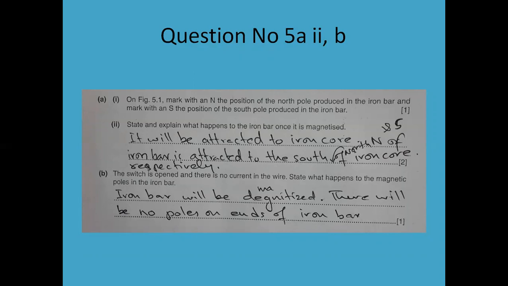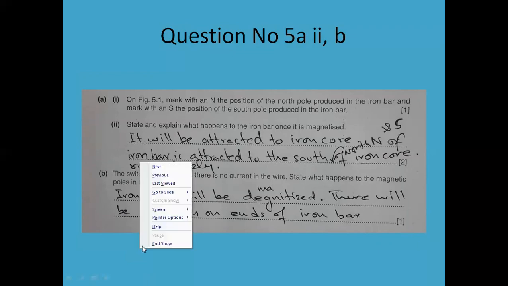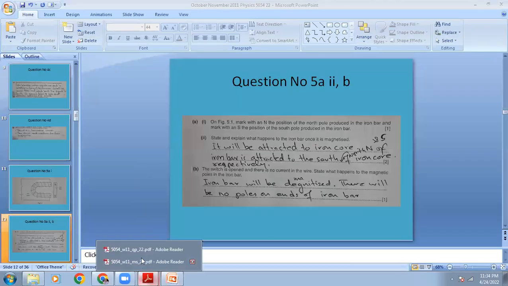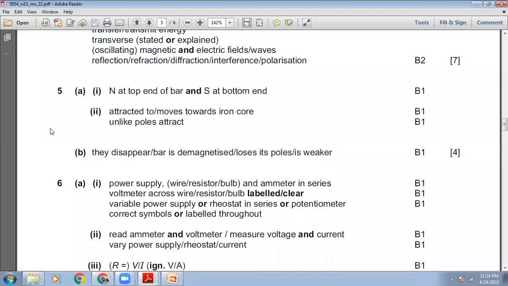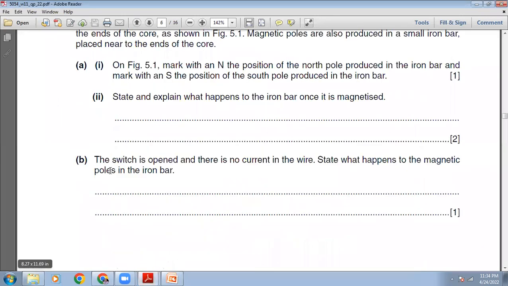Basically, you have to write here, these sentences have become weird, but you have to write that the south of the iron bar is attracted to the north of the iron core, and the north of the iron bar is attracted to the south of the iron core. And the opposite poles, they attract each other. So it will be basically attracted. Let me show you my answer. I wrote a little weird answer: attracted to move towards the iron core, unlike poles attract. So here we go.